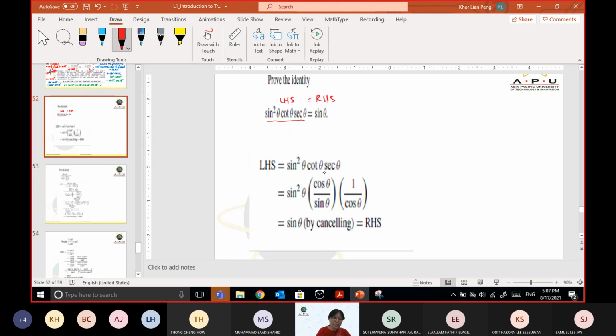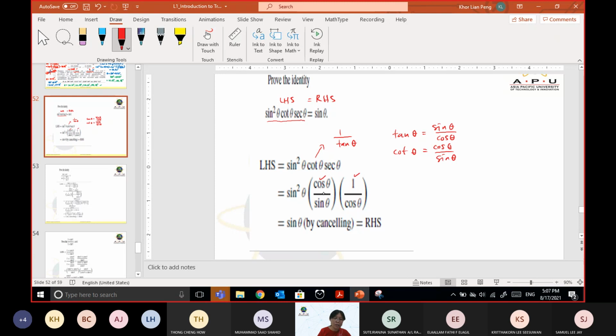First thing, we try to substitute. What is the cotangent? What is the secant theta? What is the ratio? Cotangent is actually 1 over tangent, and tangent theta equals sine over cos. So cotangent theta will be cos theta over sine theta. You substitute cos over sine for cotangent, and for secant it is 1 over cos.